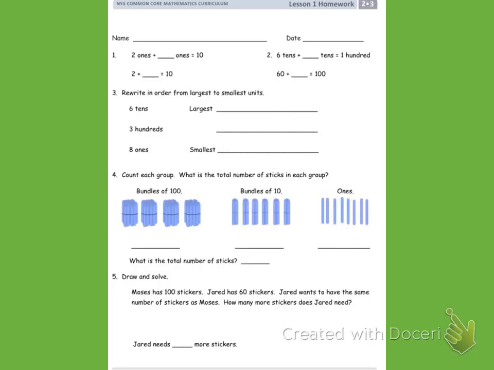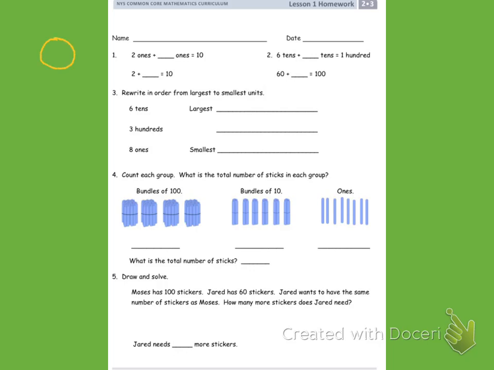Module 3, Lesson 1's objective is to bundle and count ones, tens, and hundreds to 1,000. In problem 1, it says 2 ones plus blank ones equals 10. The best way to tackle this problem is to think about a number bond.